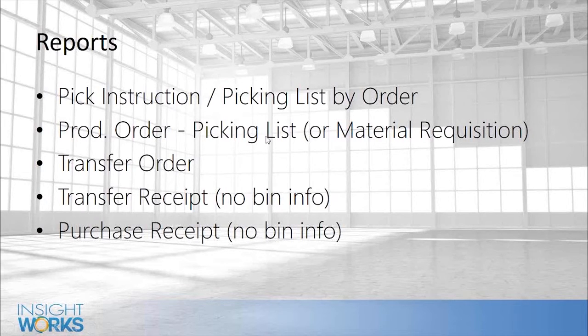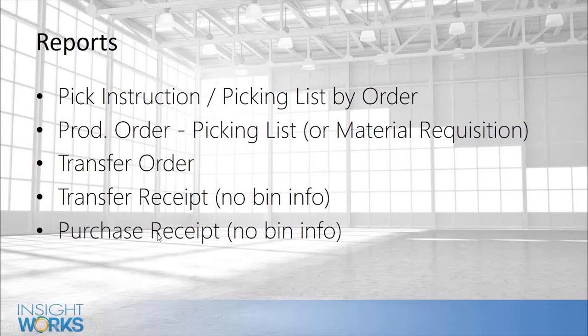On the production order, we've got the same thing. There's a picking list for a production order, and a material requisition is an option for figuring out what you need for that production order. If you're doing transfer orders, there's really no picking list for transfer orders. You just have to print the transfer order document, and it actually does list the bin that product is in. For receiving and putting away that product off a transfer order, the only thing available is a transfer receipt report, and it doesn't list any bin information. So it doesn't tell you where it's supposed to go. It just says you've received this and you have to figure it out.